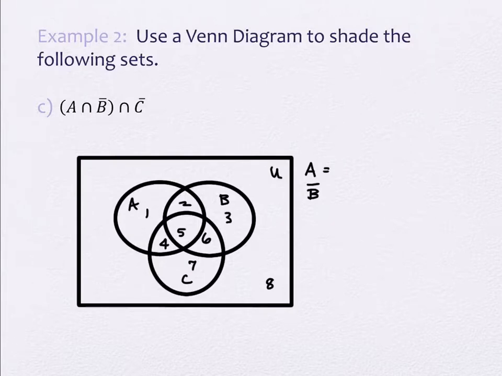What numbers are in circle A? 1, 2, 4, and 5. Okay, so B complement will mean everything that's not in B. So now I want to list all the numbers that are not in circle B. And what numbers are those? 1, 4, 7, and 8. Good job, and good job remembering the 8. Again, it's an easy one to forget.